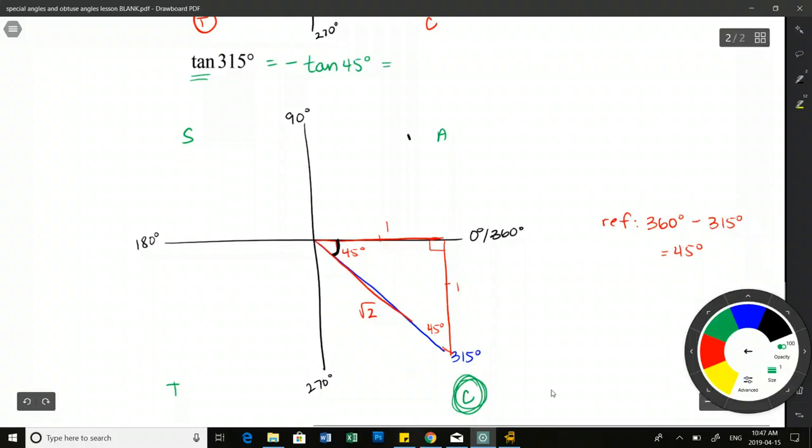Okay, so I have my 45 in this corner here. Because we're finding tan, I need the opposite side and I need the adjacent side. So can somebody tell us what our final answer will be for this? Liam? Negative, yep. So in this case, opposite is 1 and adjacent is 1, so we'll just simplify to negative 1.